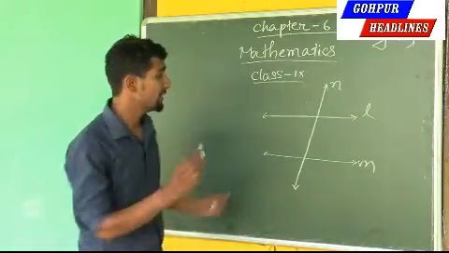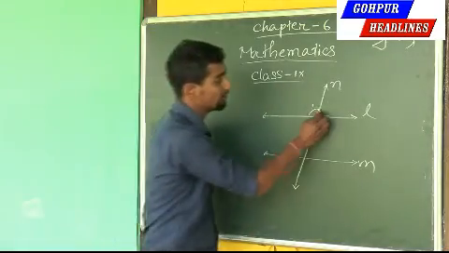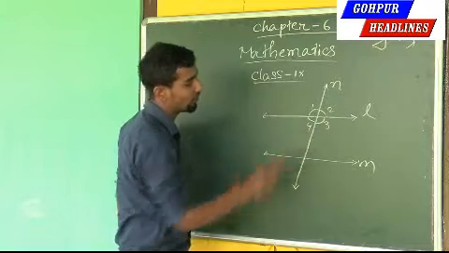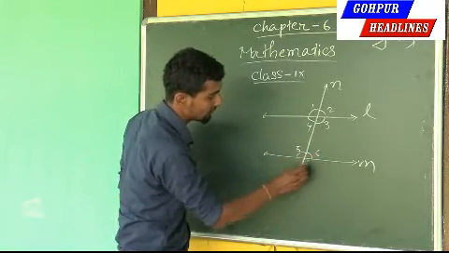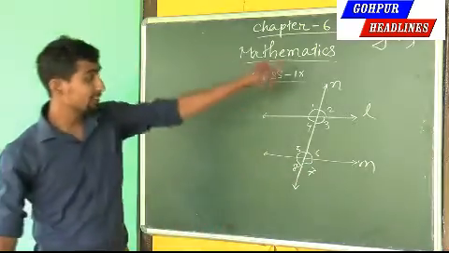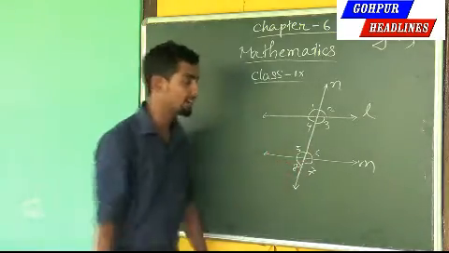So there we get the different angles. Suppose this is angle 1, this is angle 2, this is angle 3, this angle 4, this angle 5, this angle 6, angle 7, and angle 8. Suppose we get these angles 1, 2, 3, 4, 5, 6, 7, and 8.